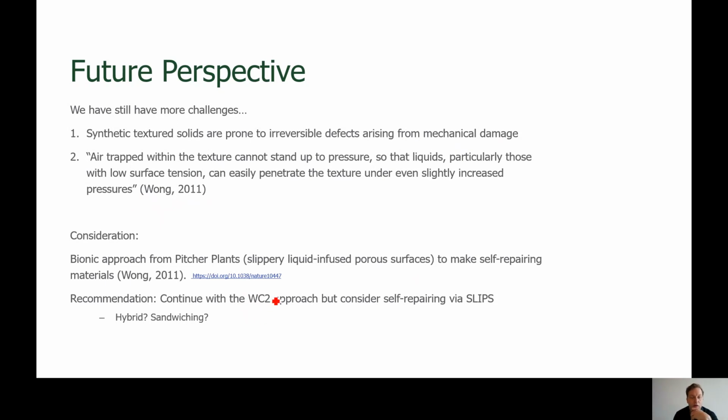So maybe looking at the WC2 approach, on top of that bottom substrate, we could add a SLIPS layer. So if the little Lotus effect part at the top, the monolayer, gets pushed down, maybe this self-healing property can help push it back up.